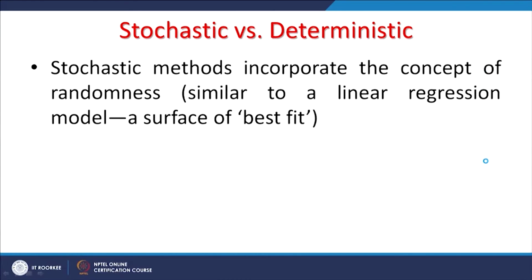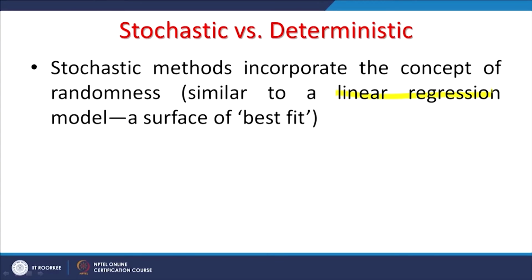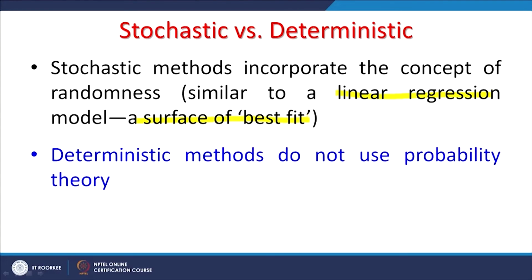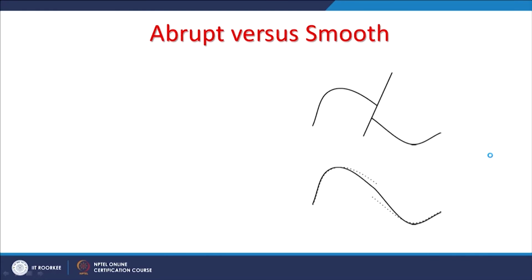Now, stochastic incorporates the concept of randomness, and this is similar to a linear regression model, or what we call a best fit model. Compared to this, there is another interpolation technique, the deterministic method, which does not use probability theory. So, very far from probability. Now, one more we will discuss, and then we will see which one to adopt for which condition.